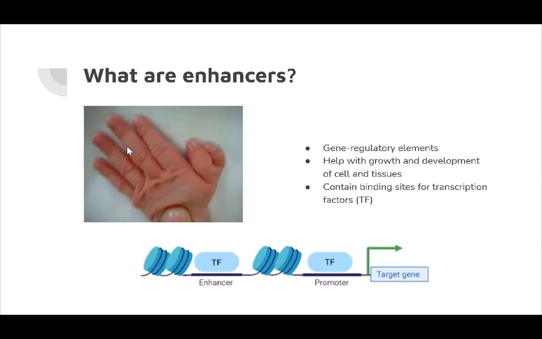This image you'll see right here is preaxial polydactyly. That is a polydactyly where an additional digit grows towards the first digit of the hand, or the fifth. And that is actually caused by a point mutation in the ZRS enhancer.